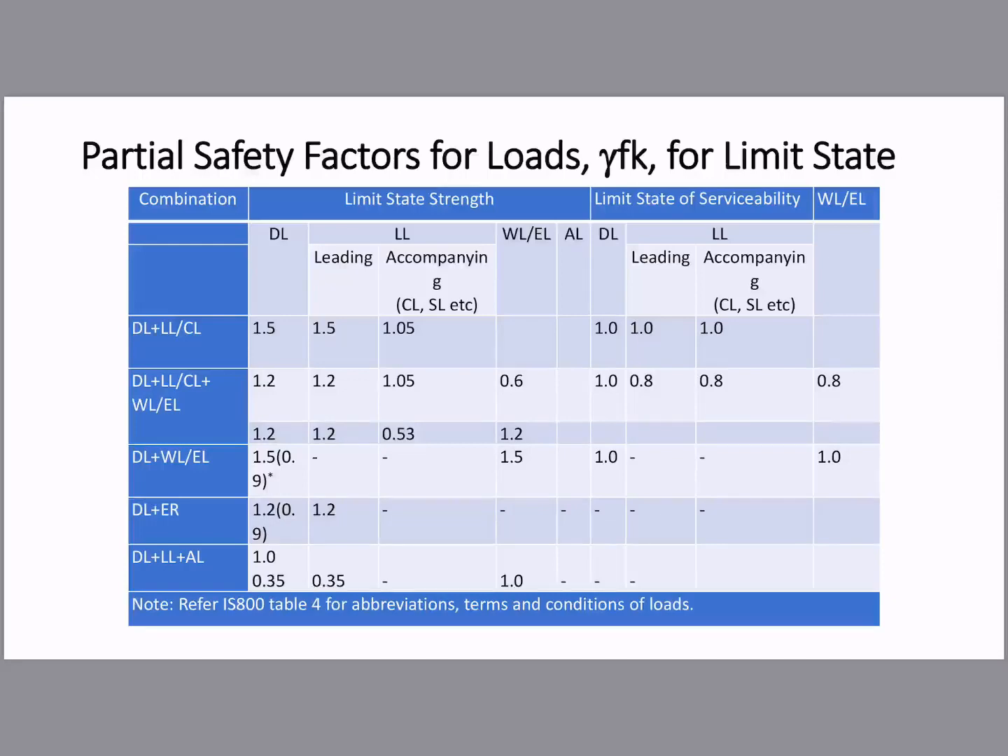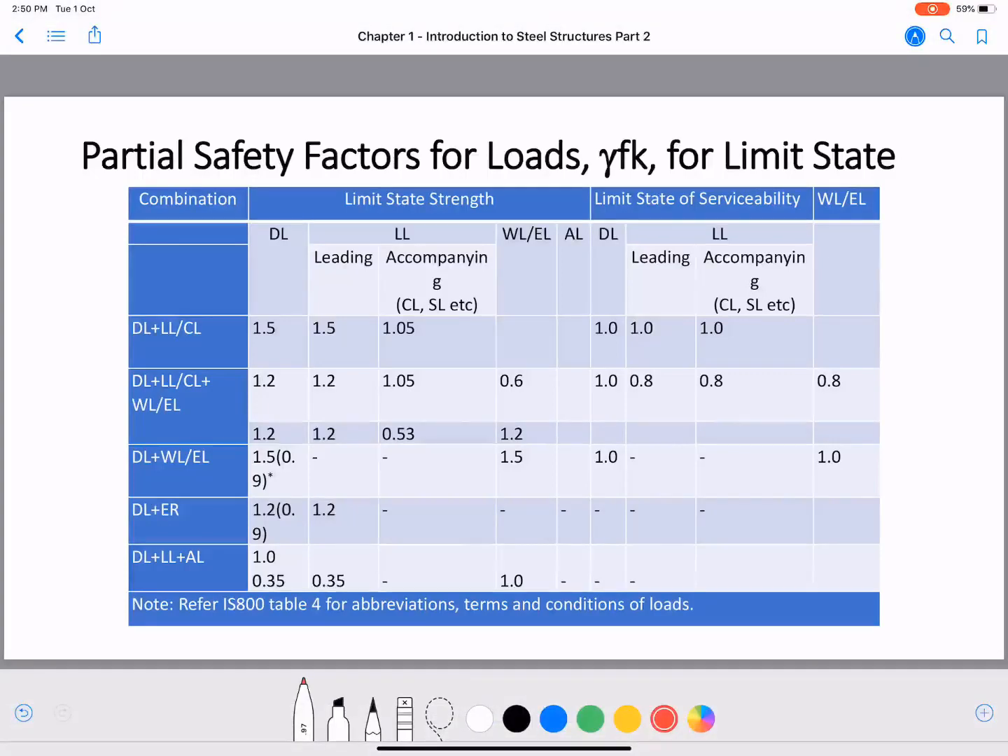For example, in IS 800, let's consider one of the load cases. This is the dead load plus live load or crane load; CL is nothing but crane load. When these load combinations are there, we need to multiply dead load by 1.5 and live load by 1.5. That means 1.5 times dead load plus 1.5 times live load. When a wind load is considered, then the dead load factor will be 1.2, live load 1.2, and the wind load 0.6. So these combinations need to be applied.